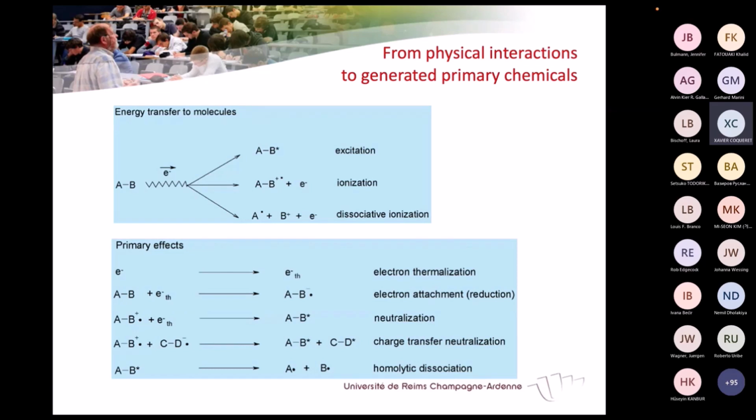So the radical cation can also recombine with the thermalized electron, and if the energy of the electron is significant, the recombination ends up with an excited AB* molecule, which can further undergo homolytic dissociation. And we can also consider the possibility of radical cations reacting with radical anions. So there is a charge transfer neutralization, which would end up with the formation of the excited states of both molecular assemblies, AB* and CD*, which can in turn undergo homolytic dissociation. This means that, as we have already said, most of this chemistry ends up with the formation of free radicals.